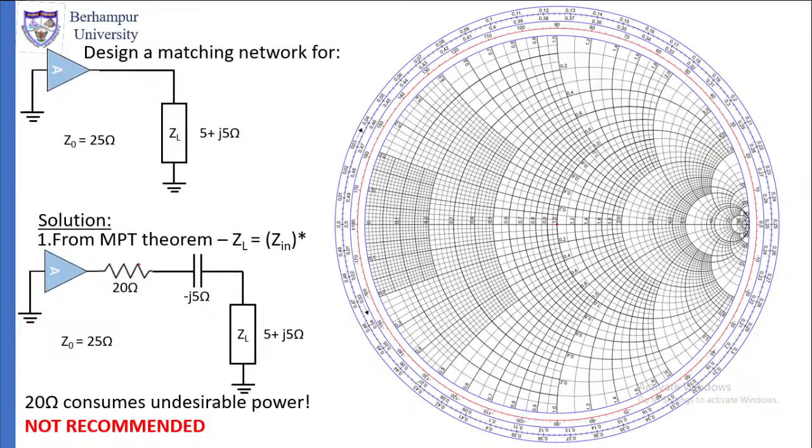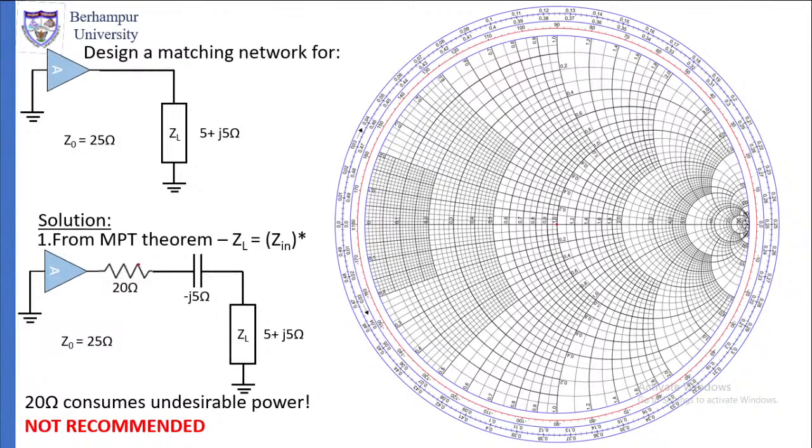Now this type of solution is a novice solution. We cannot use this type of solution. The simple reason is the moment we put this 20 ohm resistance in series, that 20 ohm resistance will consume power. The power coming out of the amplifier will be consumed by this 20 ohm resistance as well as the load. So complete power from the amplifier is not going to the load. A portion of the power will go to the 20 ohm resistance.